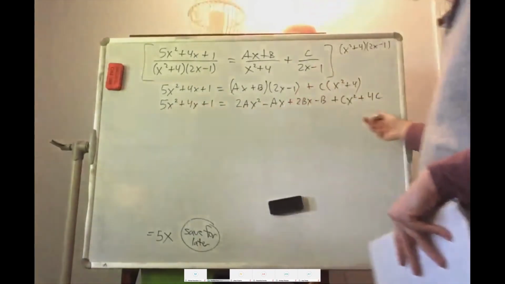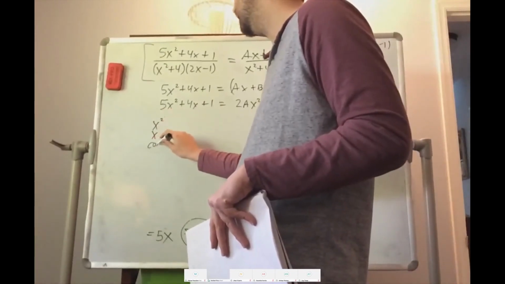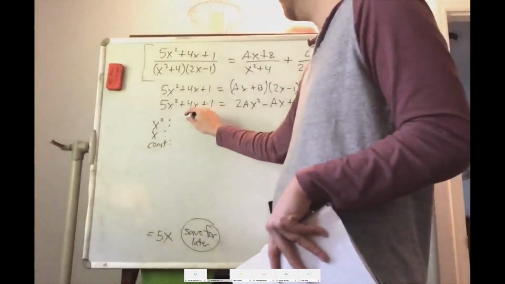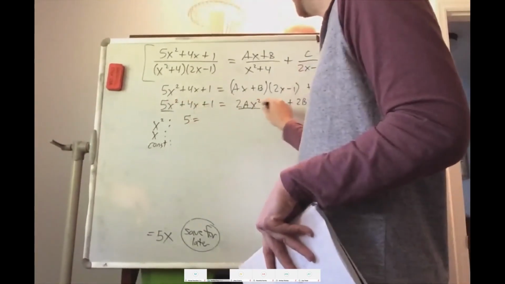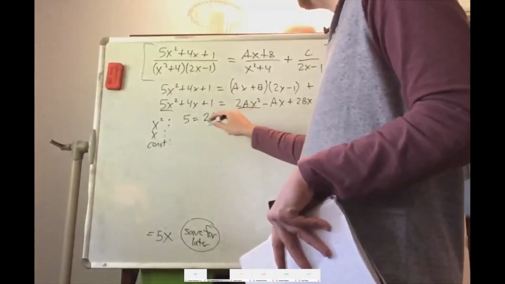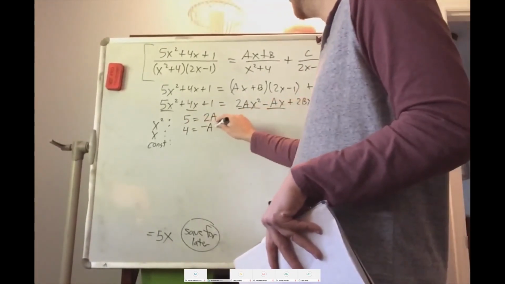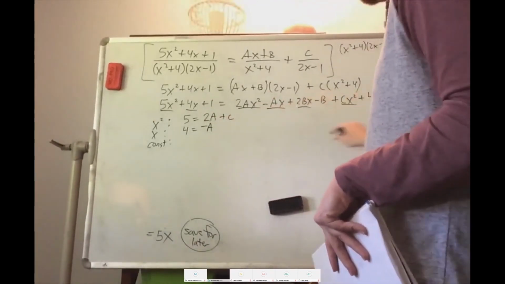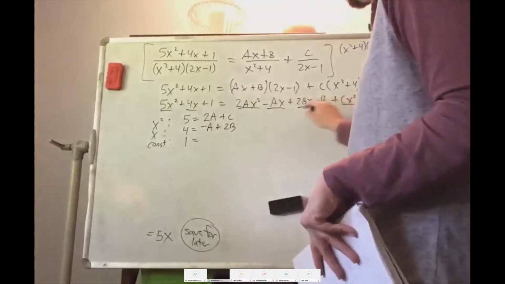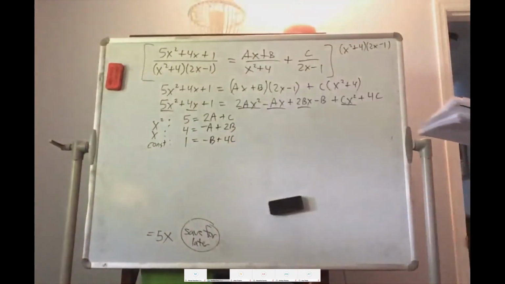Now I've got 3 equations for my 3 unknowns: x squared factors, x factors, and constant factors. The x squareds are 5 equals 2a and c. The x's are 4 minus a, 2b, and the constants are the rest. 1 equals minus b plus 4c, and I used all the terms, so I'm good there.